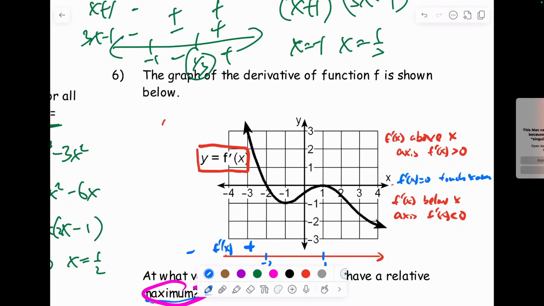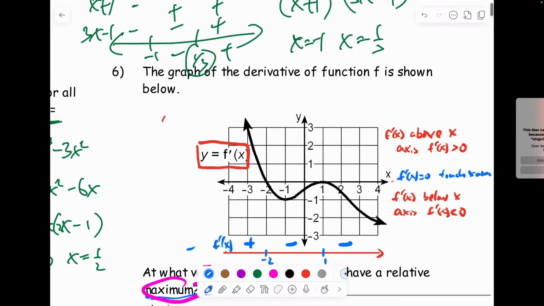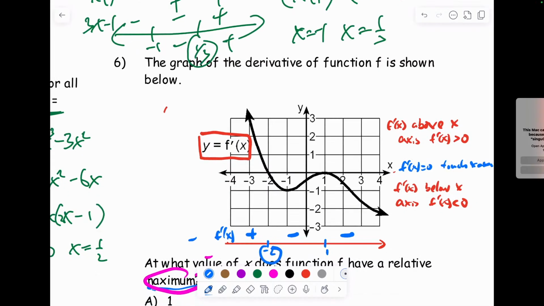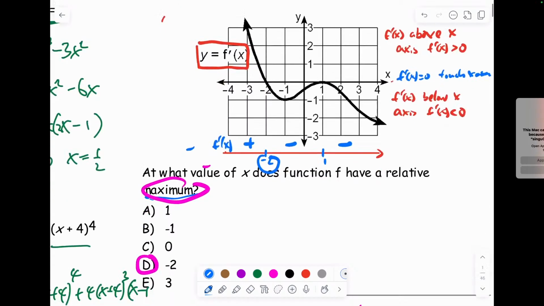And here from -2 to -1 is below the x-axis, right? So guess what? -2 is the maximum. How many people choose 1? Raise your hand. But do you understand now? How many of you choose -2? Good. The answer is -2.